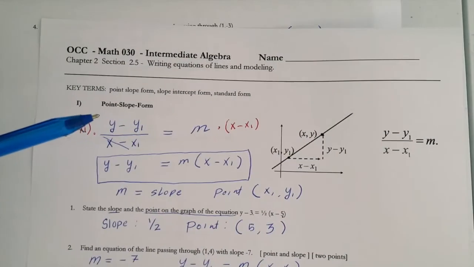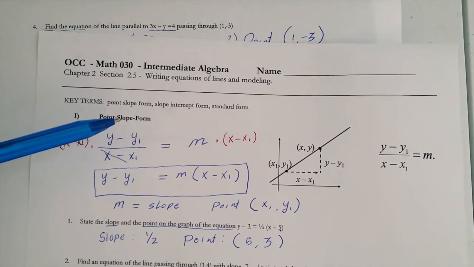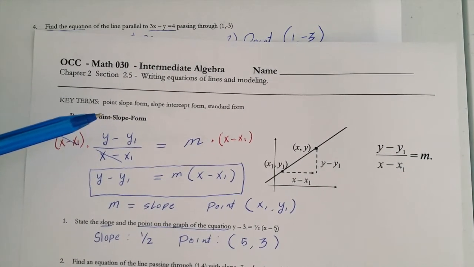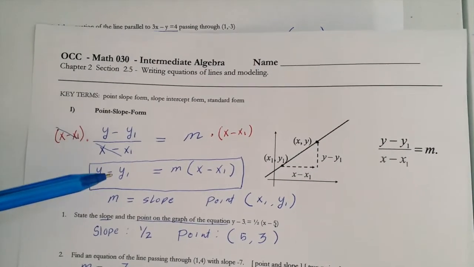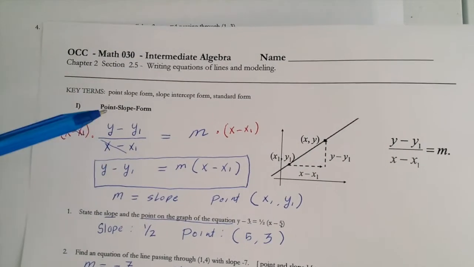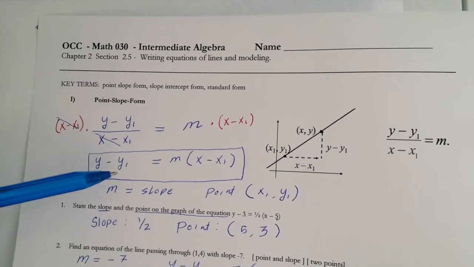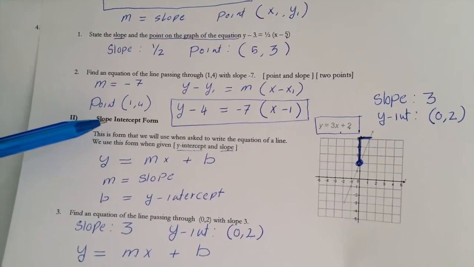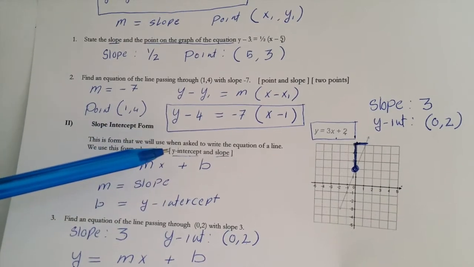When you have the slope and a point, then use point-slope form. Okay, write that down or keep that in mind. When you have the slope and a point, use point-slope form. Use slope-intercept form only when you have an intercept.